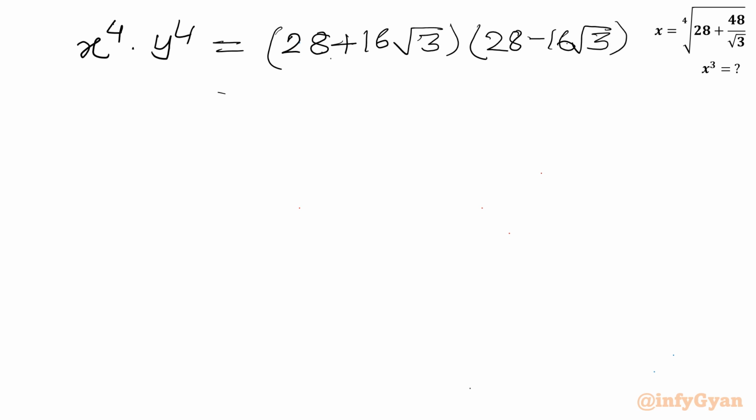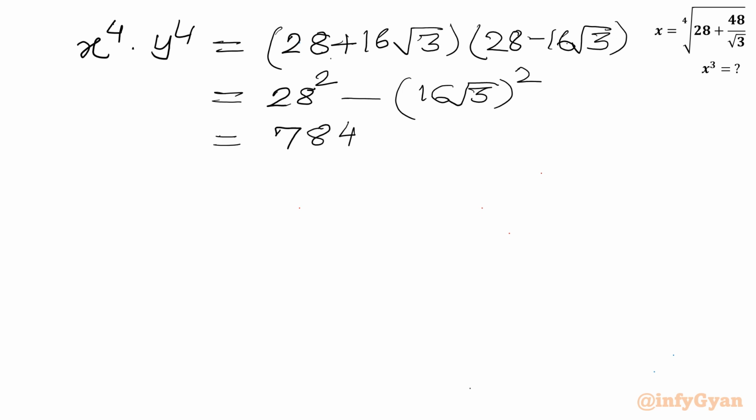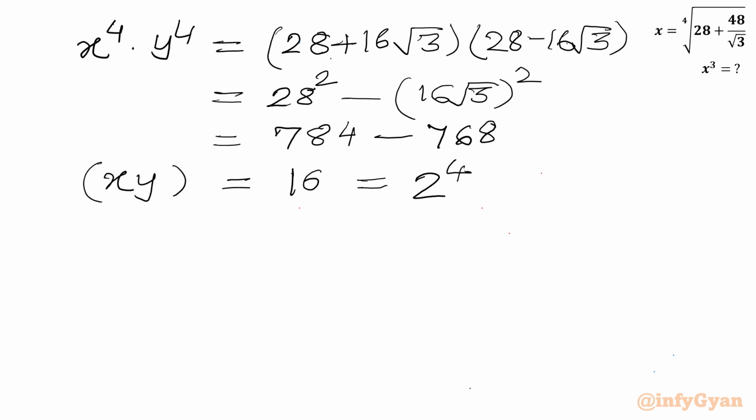A plus b times a minus b. We can write 28 square minus 16 root 3 whole square. 28 square is 784. 16 square is 256 times 3, 768. This difference is 16, which we can write as 2 power 4. LHS is xy whole power 4. RHS is 2 power 4. So I can conclude from here xy will be equal to plus and minus 2.